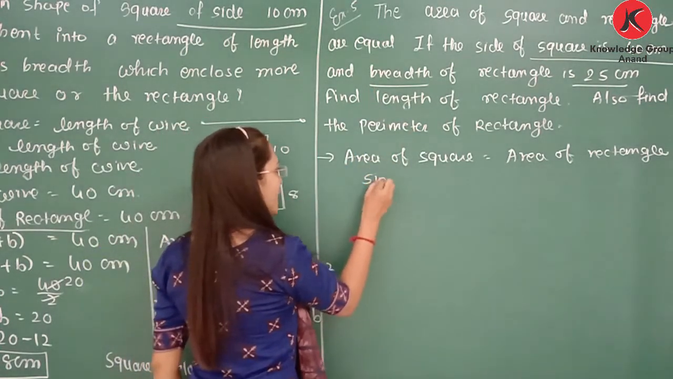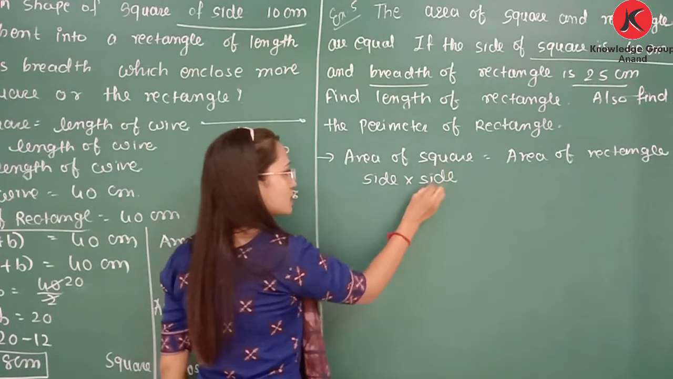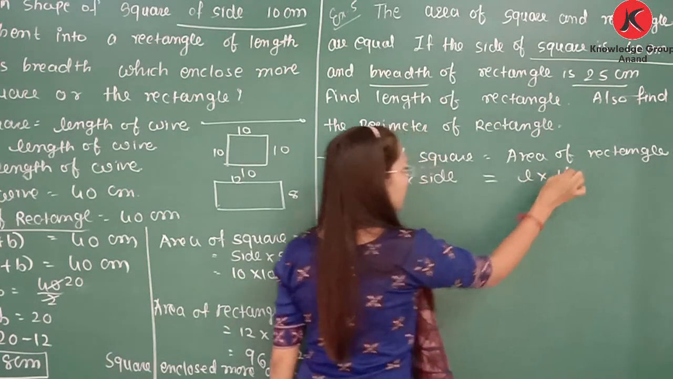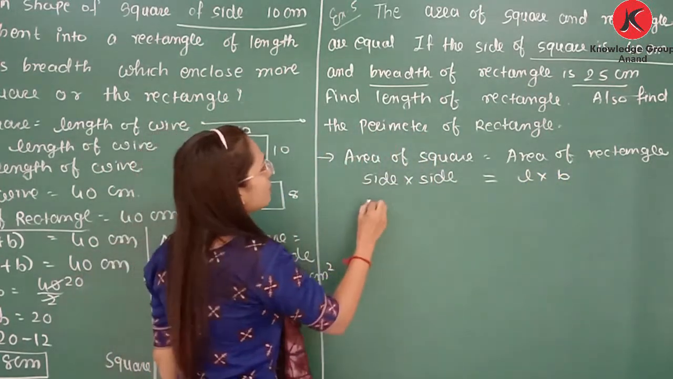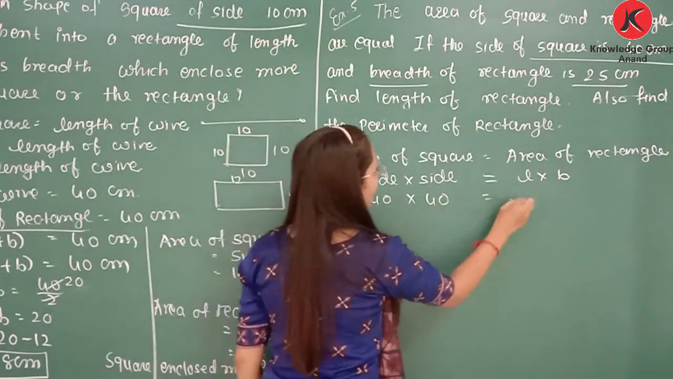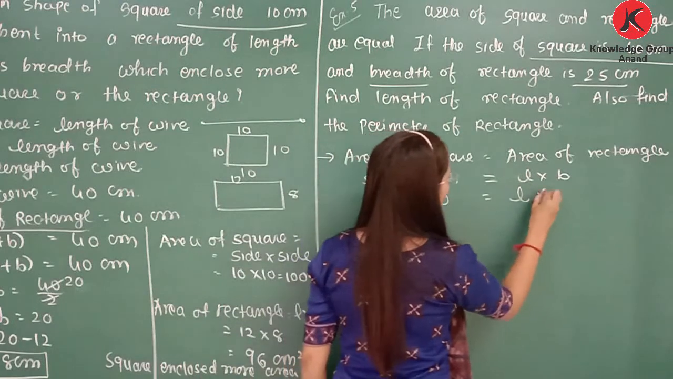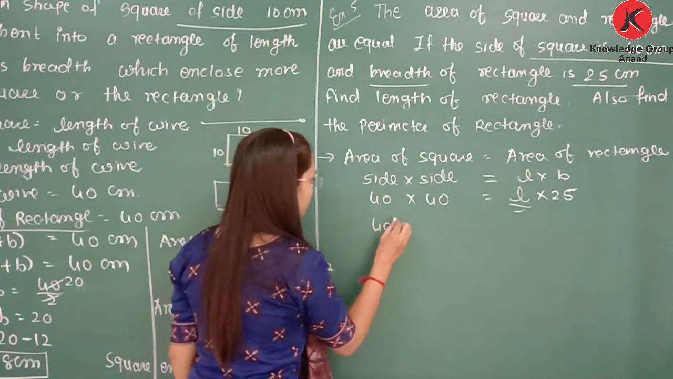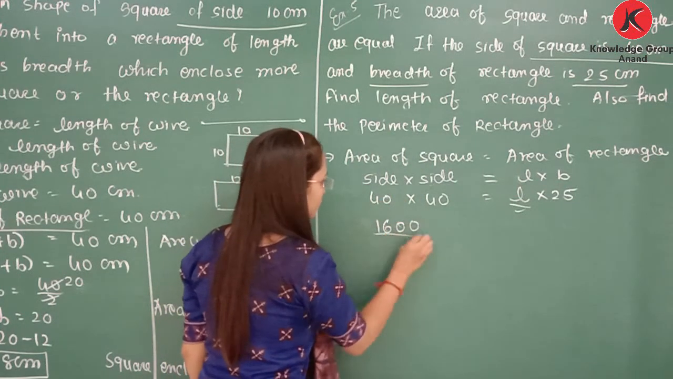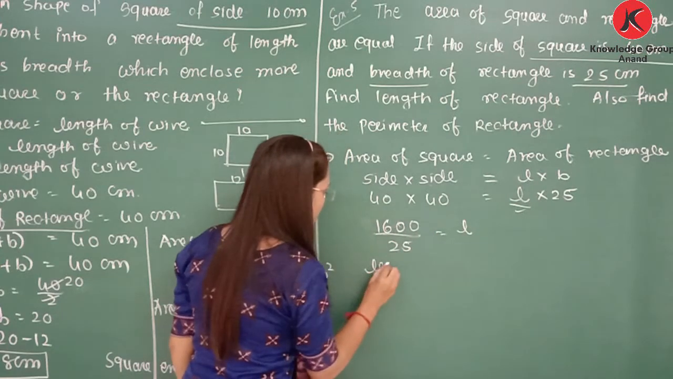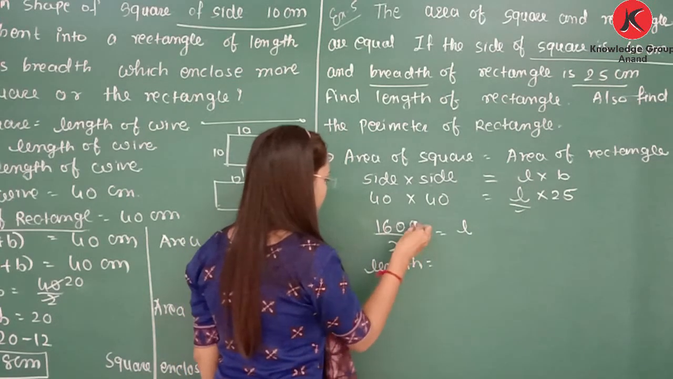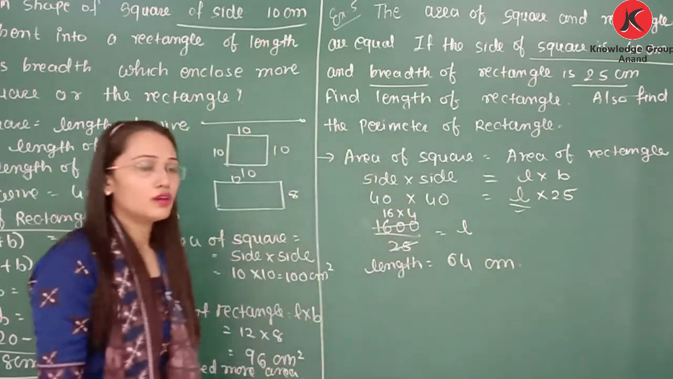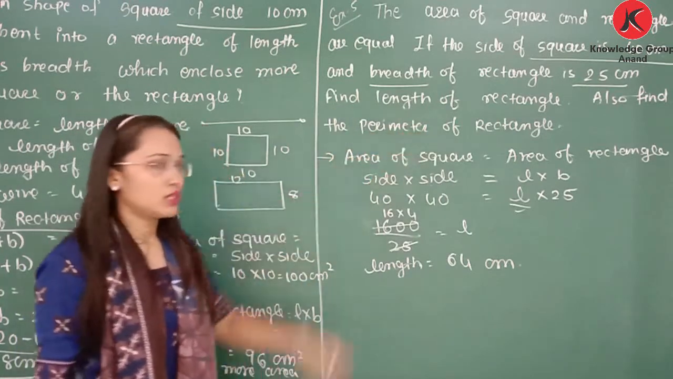So area of a square is side multiply side. This is the equation for the area of a square. Area of a rectangle is length multiplied by breadth. Side is given, 40. Length we need to find and breadth is given, 25. So to find the length, take 25 and divide. So length will be 64 centimeter. Clear?